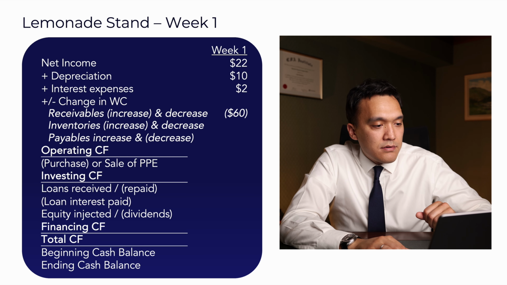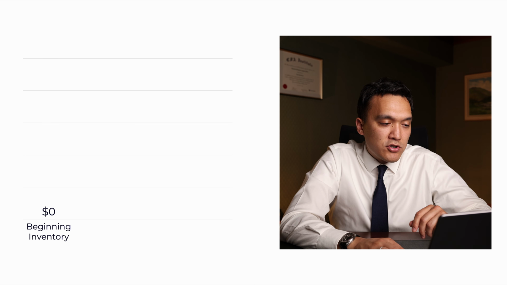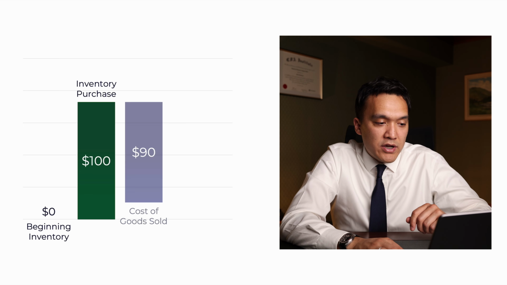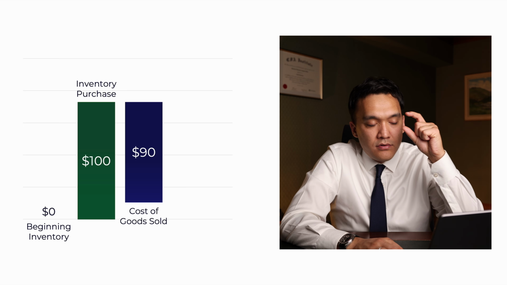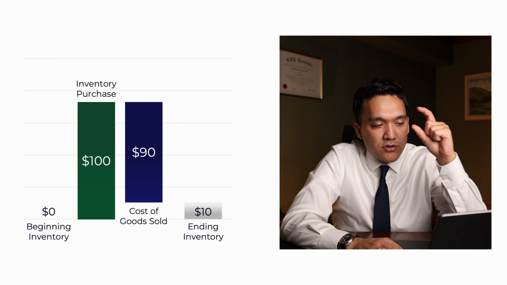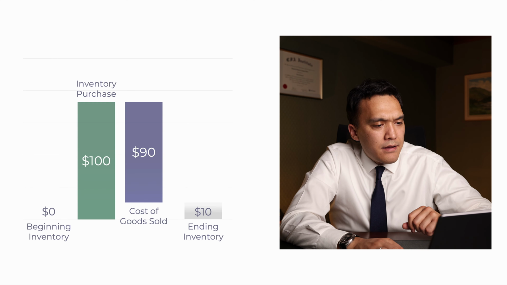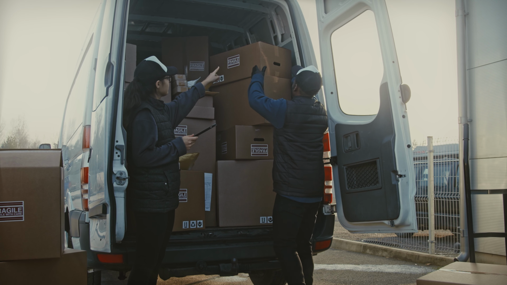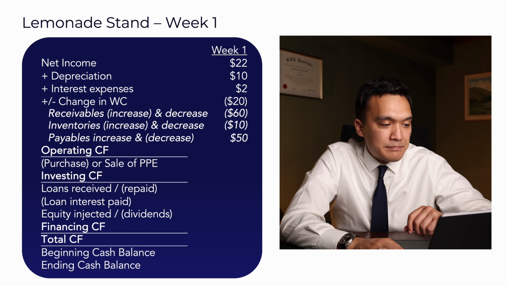And then inventories. We have inventory increase of $10. Let's dive deep to understand change in inventory. We had $0 of beginning inventory, then we purchased $100 worth of inventories, and in cost of goods sold, we accounted for $90 worth of raw materials used. So we didn't account for this $10 worth of inventories purchased. So we need to account for it in the cash flow statement. And then we have payables increase of $50, which we owe to our suppliers. And we have a net change in working capital of minus $20.